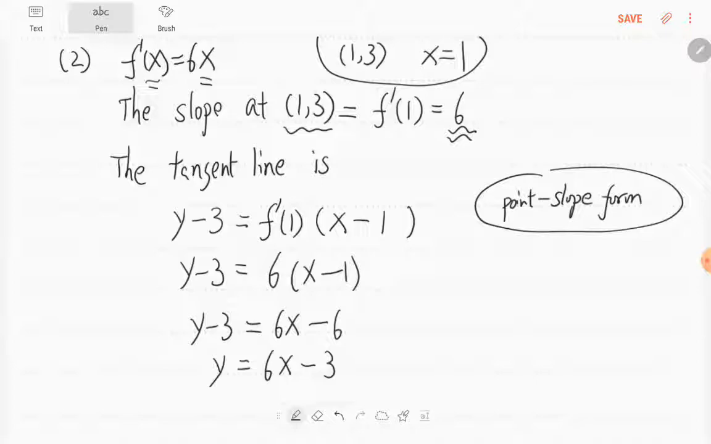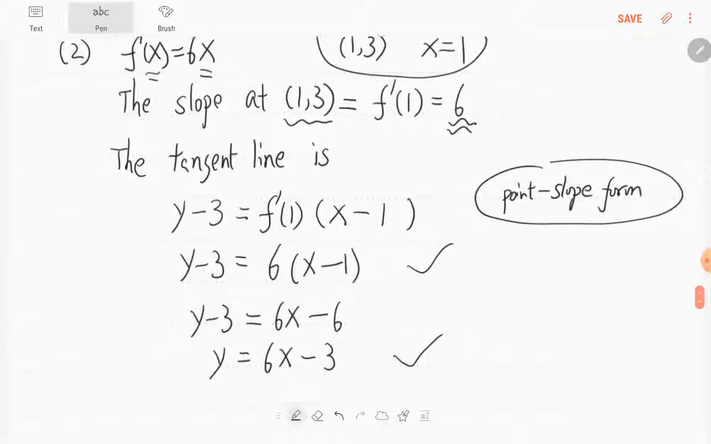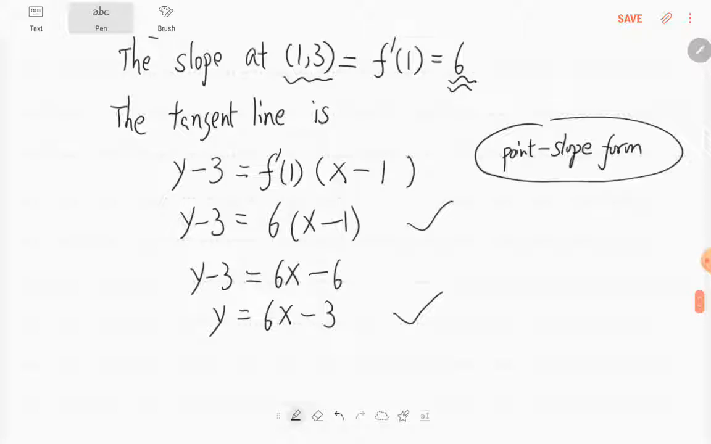Okay, all the forms here are correct. This one is okay for me, and this one is also okay for me. So it depends on the problem. So this is the one example.